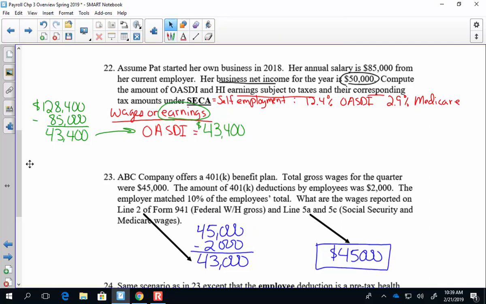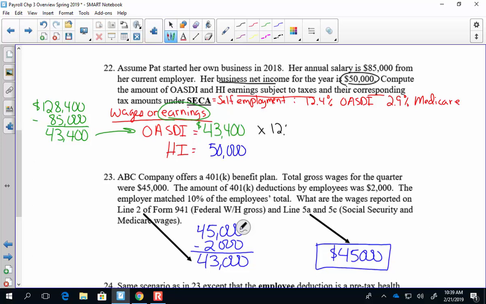So I'm going to switch here to Medicare. Medicare has no caps, right? So in this case, the full $50,000 of self-employment earnings is subject to the self-employment tax of 2.9% in this case. So for each of these then, you're going to multiply this by the corresponding percentages for self-employment purposes and come up with the self-employment tax amount for this person on her $50,000 worth of earnings.